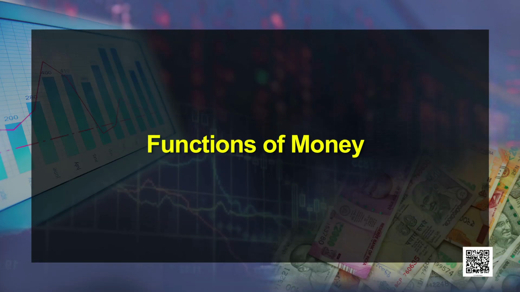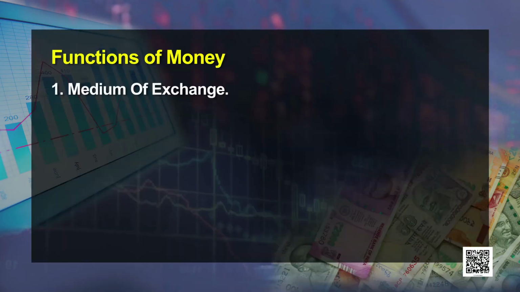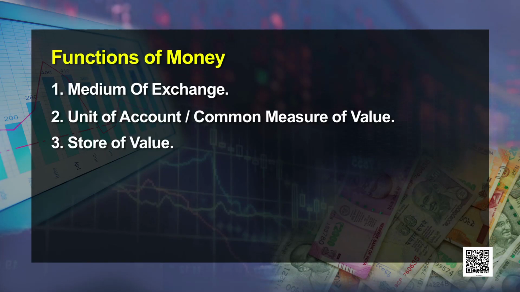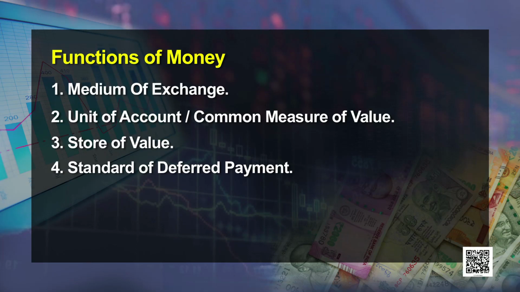So let's quickly recap the functions of money. First, we'll study the primary functions of money, that was medium of exchange. The second one was unit of value or common measure of value. These two functions come under primary functions of money. The secondary functions of money include store of value and standard of deferred payment. So this was all about money.